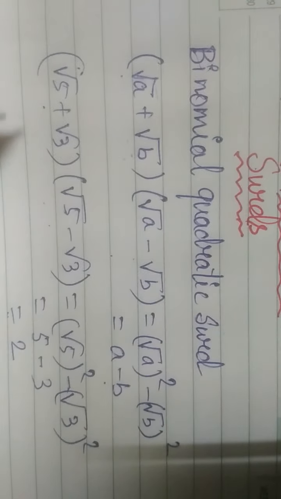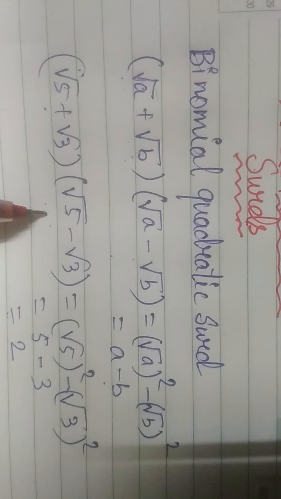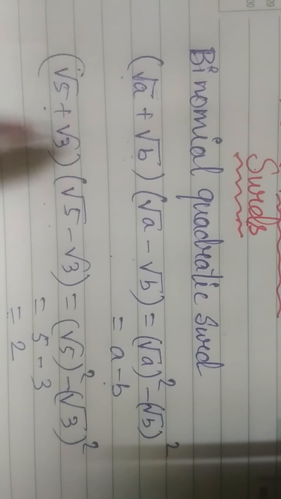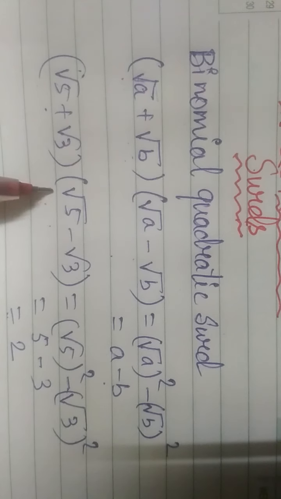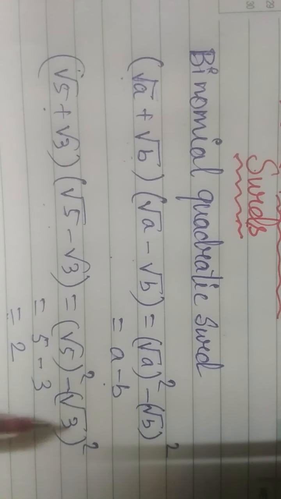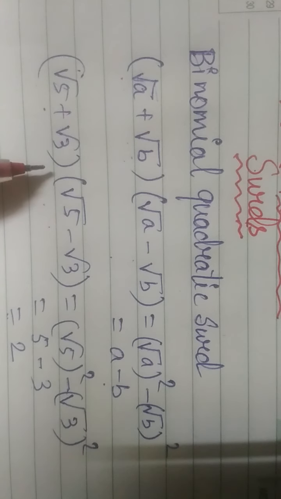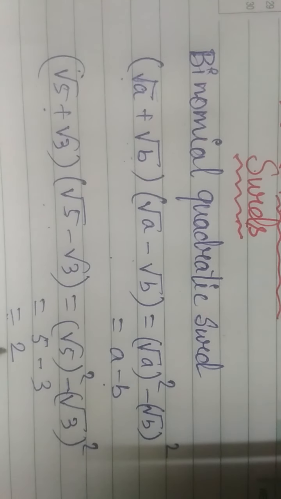Similarly, if we take another example, suppose root 5 plus root 3, we will take its conjugate pair. Conjugate pair means (a plus b) multiplied by (a minus b). If we multiply, in this formula we will get a square minus b square. So here root 5 whole square will be 5, root 3 whole square will be 3. So 5 minus 3 equals 2. That means the product of two binomials is a rational number. We are getting a rational number in the answer. Hence these are the conjugate pair of each other.